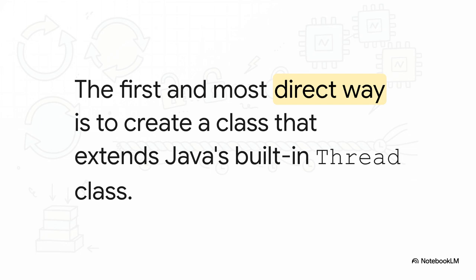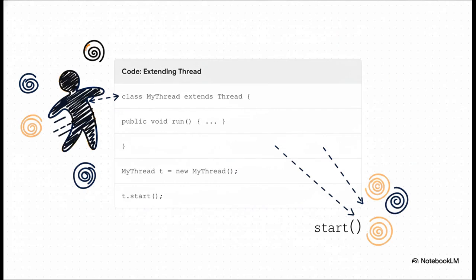The first, and the most direct way, is to just make a class that extends Java's built-in Thread class. This is probably the very first thing you ever saw in a textbook about threads. And it looks super simple, right? You just make a class, say MyThread, and have it extend the Thread class. You dump all your logic inside the run method, then you just create a new MyThread object and call .start. Boom, new thread, easy peasy.